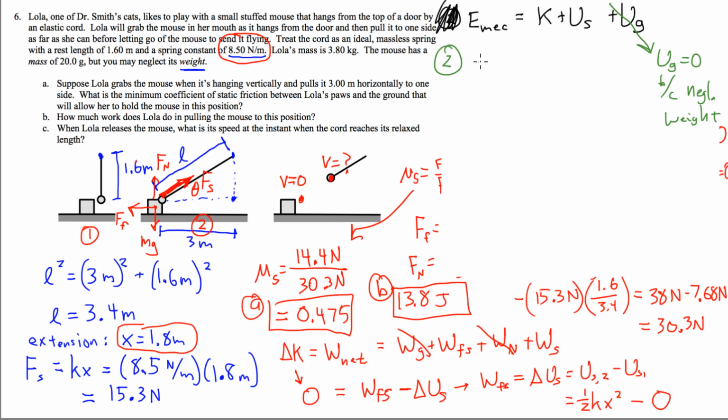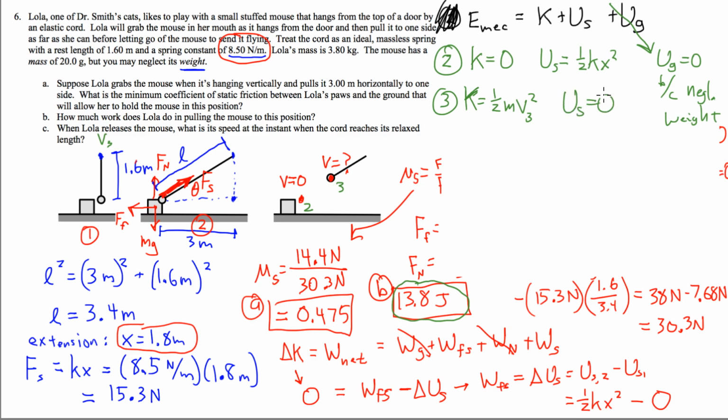So state 2 is when the mouse is launched, or when Lola lets go, and state 3 is when the spring reaches its relaxed length. At state 2, kinetic energy is 0, and spring potential is 1/2 kx squared, which is just this. It's the energy that Lola put into the spring by doing work. Literally all the work Lola does goes into the spring. Then at state 3, K equals 1/2 mv3 squared, and that is what we want to find here for part C.